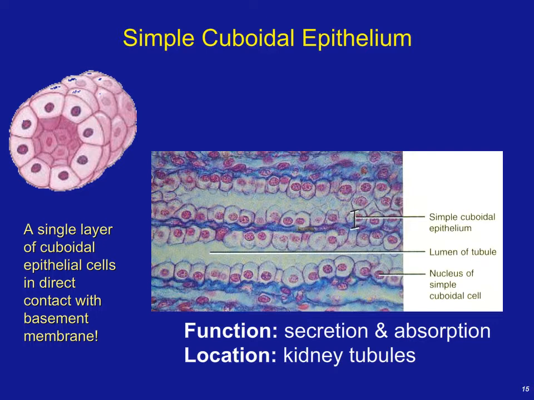Those cells look more circular to me, or more oblong, but I can tell that they're cuboidal cells and not columnar cells because they have a nice round nucleus that's located approximately in the center of the cell. And so just like other simple epithelia, a simple cuboidal epithelium is going to be really good for absorption and secretion. And one area of the body where we tend to find this is within the kidney.